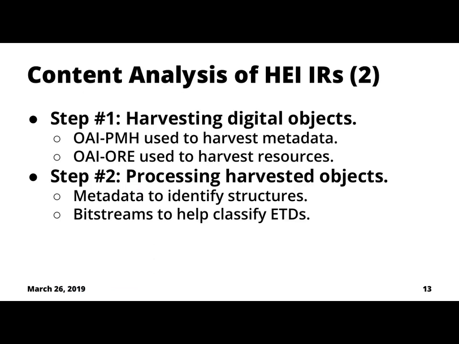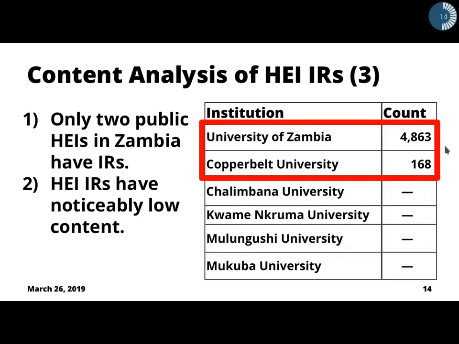So we harvested the metadata and the PDF documents and then we processed them. By processing, we're just trying to make sense of the different tags that were there, right? So some interesting results, right? Of the seven public institutions of higher learning, only two have repositories.